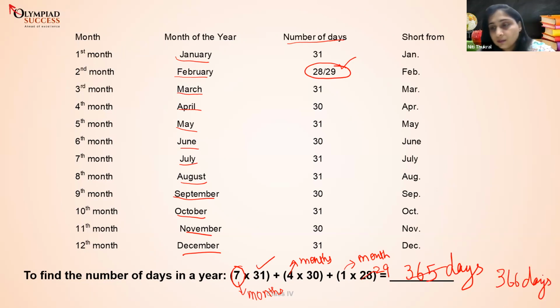So is this clear? Is this concept clear to everyone? Okay, Rian is raising hand. Rian, if you want to ask something, you can write it in the chat box. Okay, Rian, you are answering. Okay, fine. 366 days. Perfectly fine.